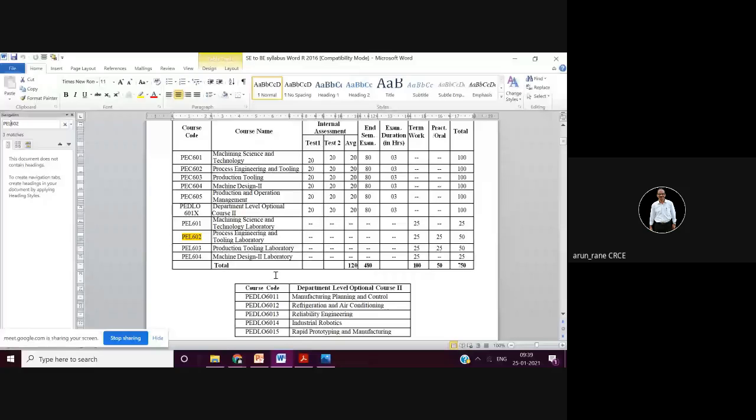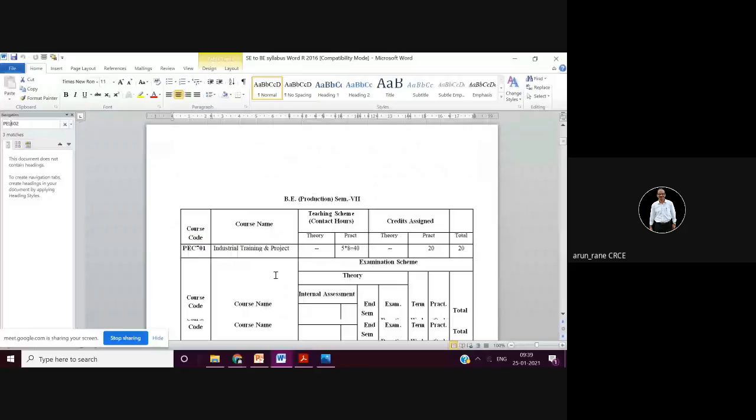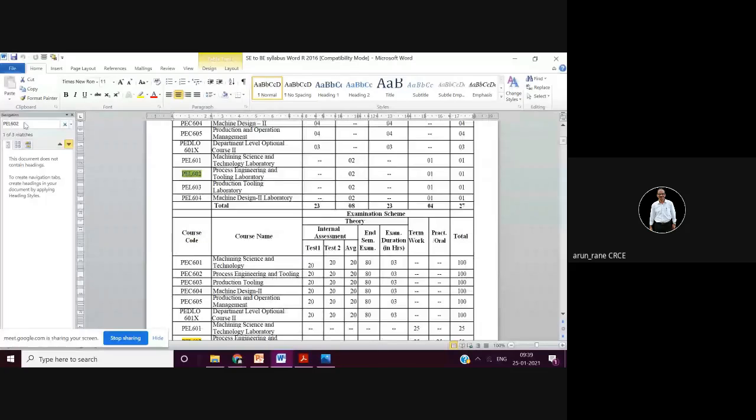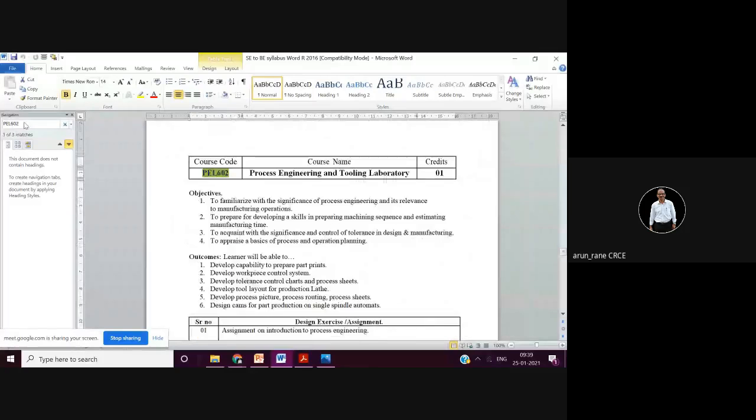So here you have lab, and in this it is mostly assignment based. Again, these are the minimum assignments. So what you need to do, at the most we may skip one. If you want, you can take a screenshot of this.